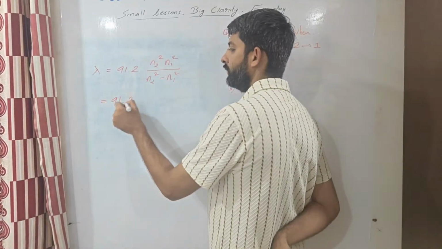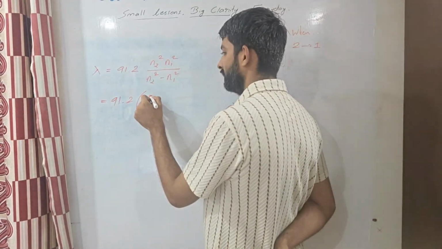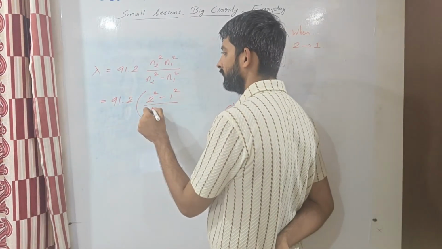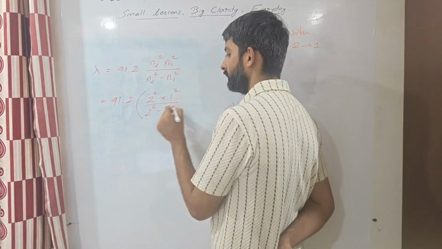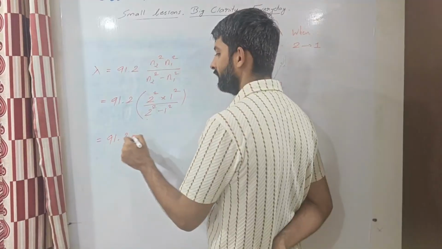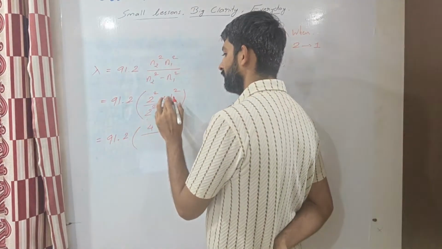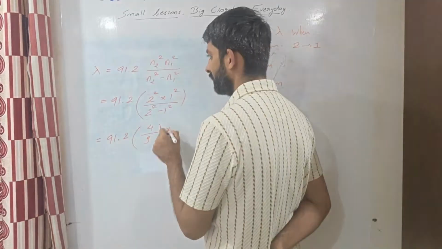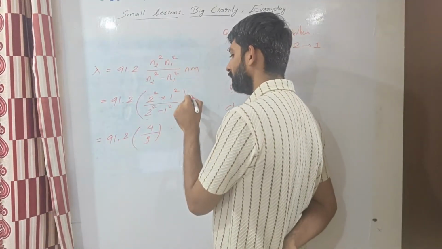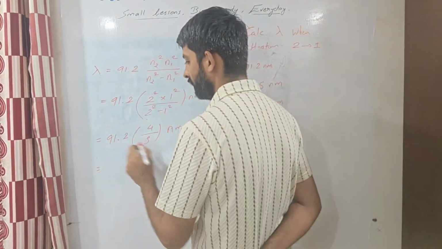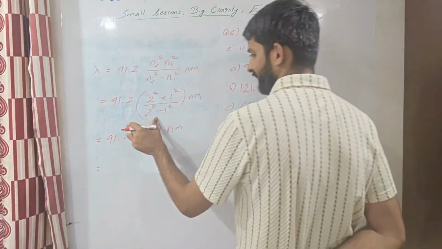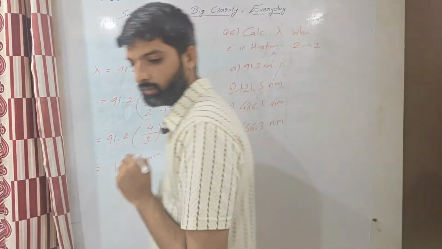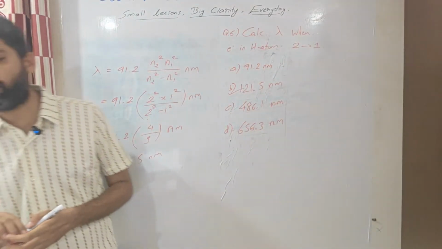So it will be 91.2 in bracket, n2 square is 2 square, into 1 square upon 2 square minus 1 square. That is 4 into 1 square upon 4 minus 1, that is 3. This is in nanometer. So when you solve this out, it is 121.5 nanometer, which will be the right answer. Option B will be the right answer. Any doubt?